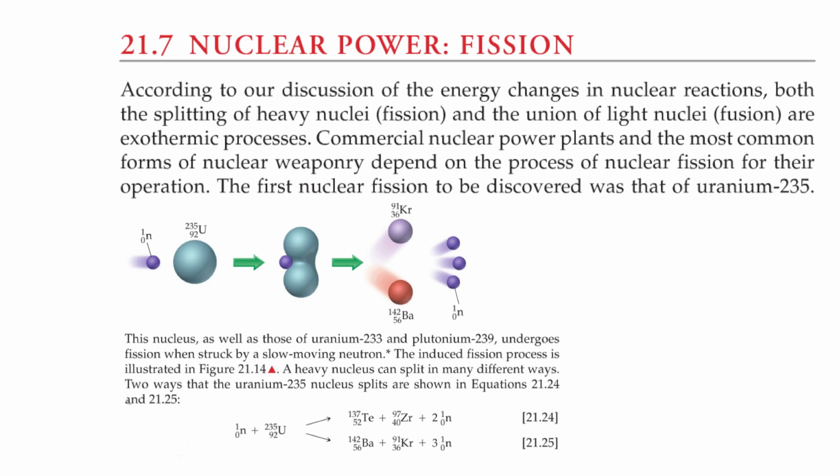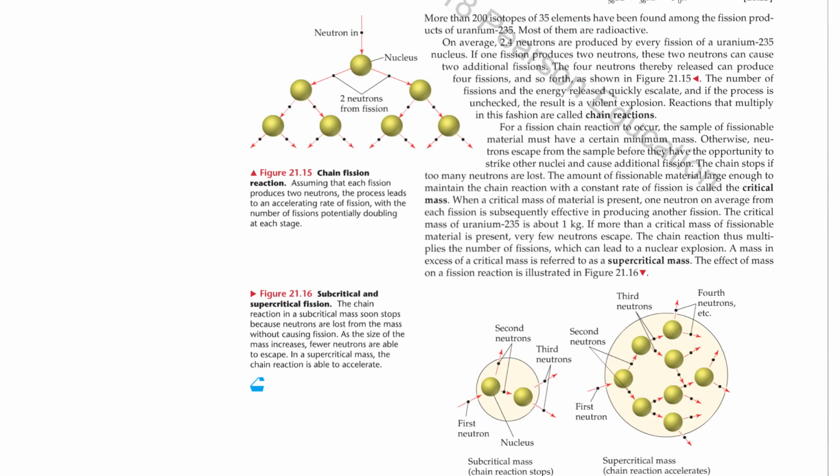A heavy nucleus can split in many different ways. Two ways that uranium-235 nuclei split are shown in Equations 21.4 and 21.5. More than 200 isotopes of 35 elements have been found among the fission products of uranium-235. Most of them are radioactive. On average, 2.4 neutrons are produced by every fission of a uranium-235 nucleus.